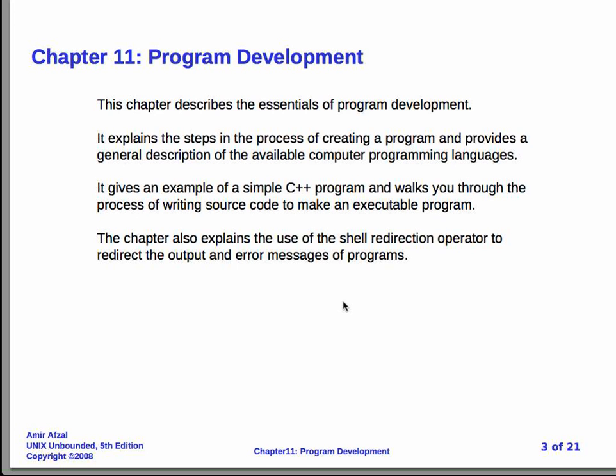Okay, we go over an example of a simple C++ program and walk you through the process of writing source code to make an executable program. We also look at the use of shell redirection to redirect the output and error messages of programs. So far we've looked at shell input-output redirection. We've looked at mainly output but not error, I believe. But in this section we will look at redirecting error messages too.